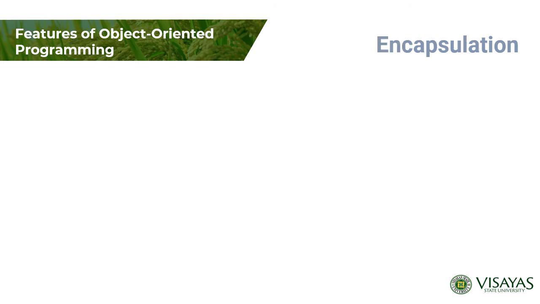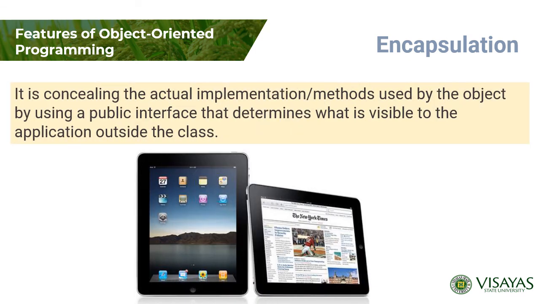Encapsulation, on the other hand, is information hiding. It is concealing the actual implementation or methods used by the object by using a public interface that determines what is visible to the application outside the class.